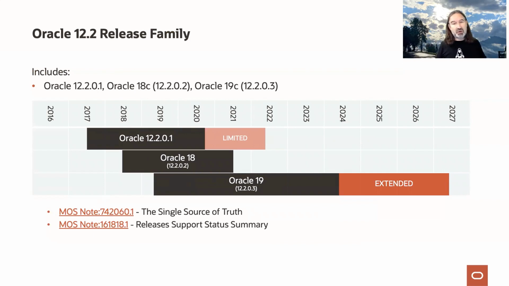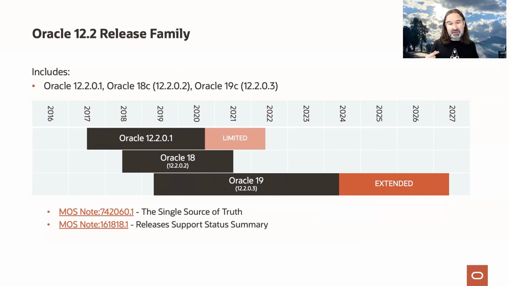19 is the long-term support release, and 19 is the one you all will need to upgrade to. It's 12.2.0.3, as you can see in the slide. And the support goes until end of April 2024. And you can even extend it with extended support.